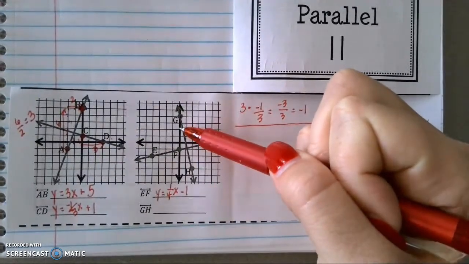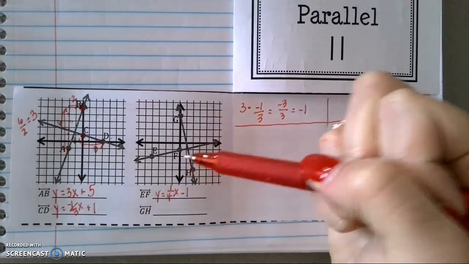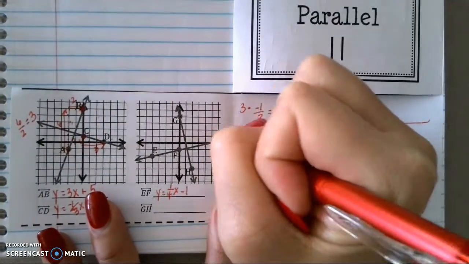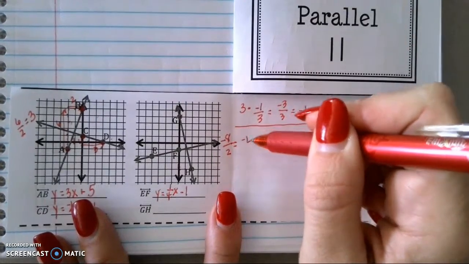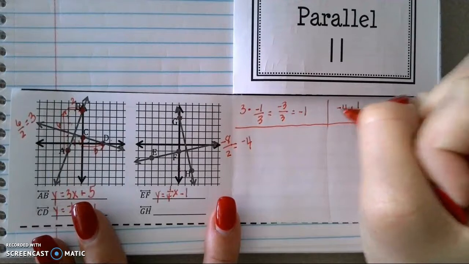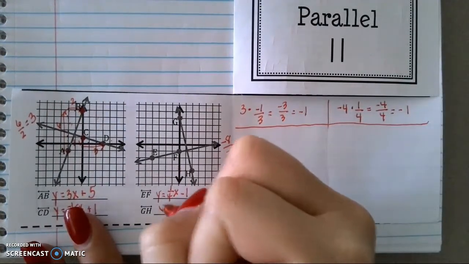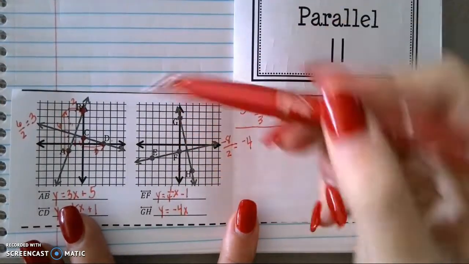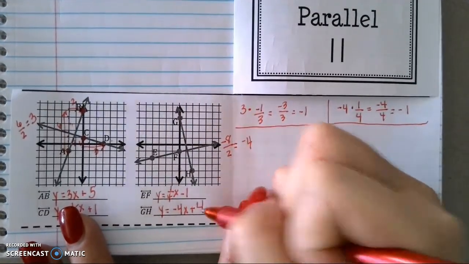So I'm going to go down 1, 2, 3, 4, 5, 6, 7, 8 over 1, 2. So I have a negative 8 over 2, which gets simplified into a negative 4. So let's check. Negative 4 times 1 over 4 equals negative 4 over 4, which is equal to a negative 1. So perfect. These lines have perpendicular slopes. And our y-intercept on this line is 1, 2, 3, 4. So negative 4x plus 4.